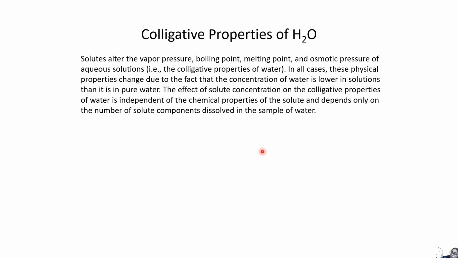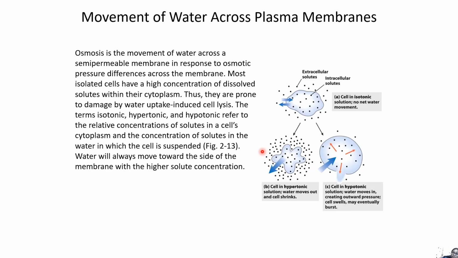Now, what are the colligative properties of water? Solutes alter the vapor pressure, boiling point, melting point, and osmotic pressure of aqueous solutions. In all these cases, these physical properties change due to the fact that the concentration of water is lower in solutions than it is in pure water. So, the effect of solute concentration on these properties of water is independent of the chemical properties of the solute and depends only on the number of solute components dissolved in the sample of water.